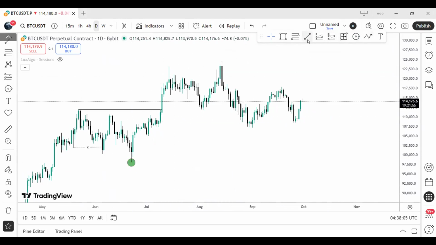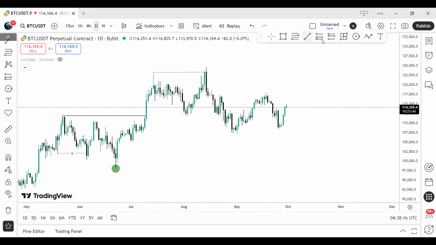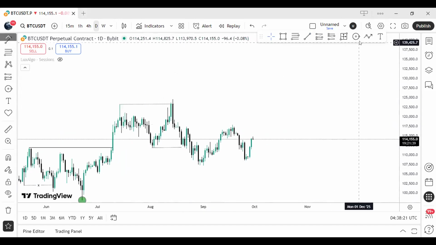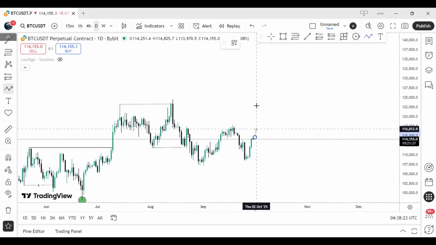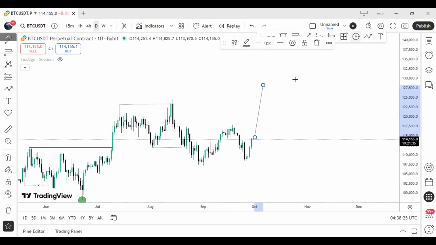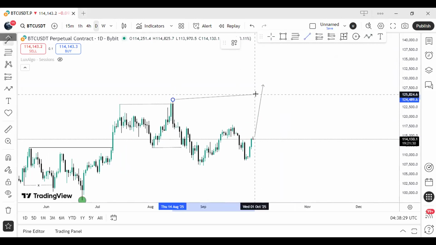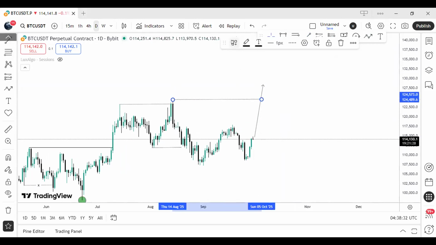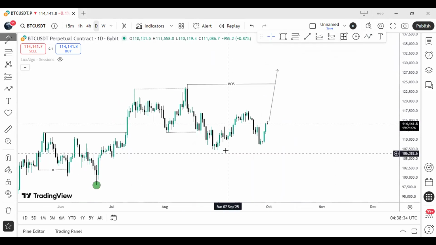Now, this is a break, but to me, it's not a valid break of structure. Why? Because there was no inducement taken out. I'll just mark this as a normal break. Now, price has already retraced to take out the inducement here, right? But until it makes a such high again to break this previous high with a candle close, that's when I can mark this as a valid break of structure, right? And then mark this zone as my strong low.